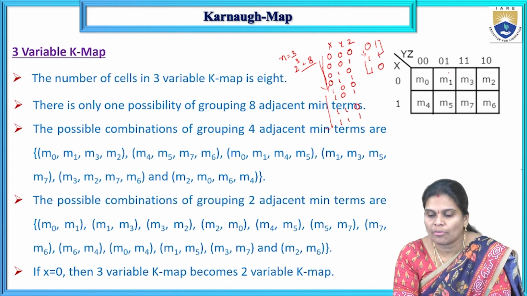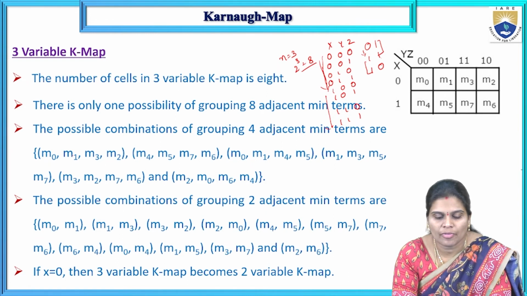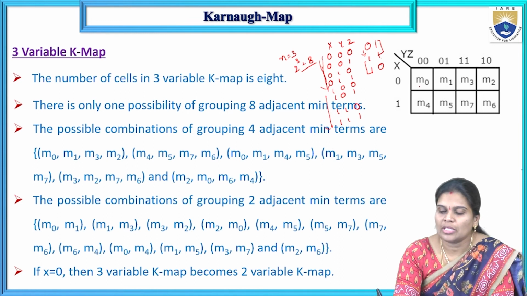So here we can form either all 8 ones. If all the boxes have ones, then the output is 1. The next possible combination is 4 ones. When we form the 4 ones in one group, the first one is M0, M1, M3 and M2. So that means M0, M1, M2 and M3. This is one group.